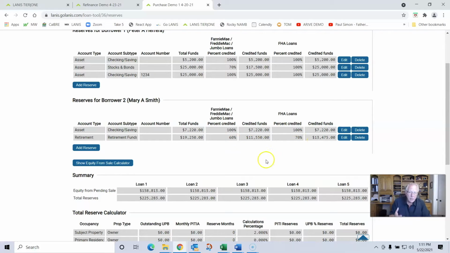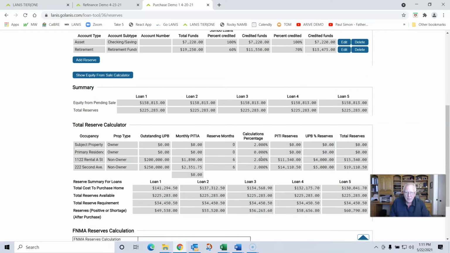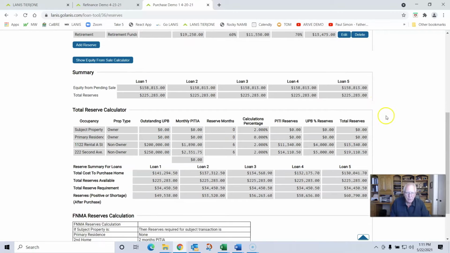LANIS Tier 1 is going to do all those calculations for you. So put your calculator away. You don't need it. The other thing is it's going to measure the reserves for each and every loan that you're doing. In this situation, we've got five loans.